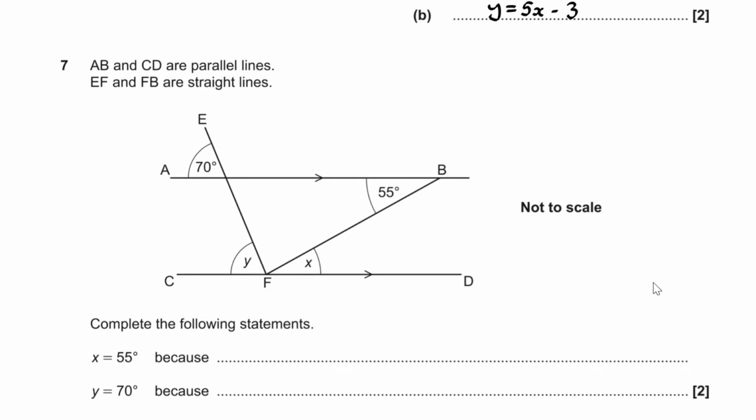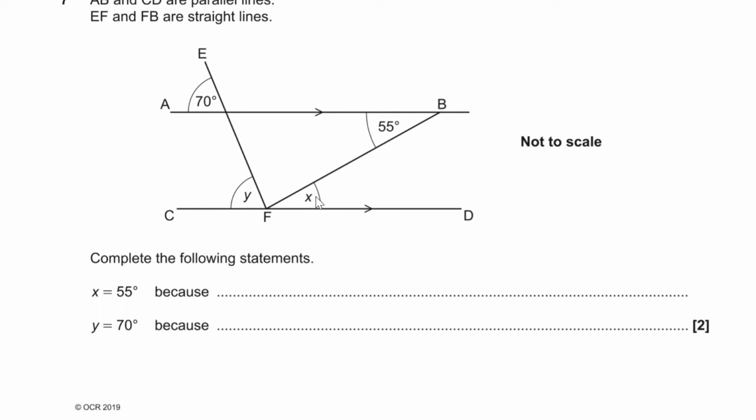Question number 7. AB and CD are parallel lines. That's what we see here. We've got a parallel line pair here and here. And EF and FB are straight lines. We have to complete the following statements.